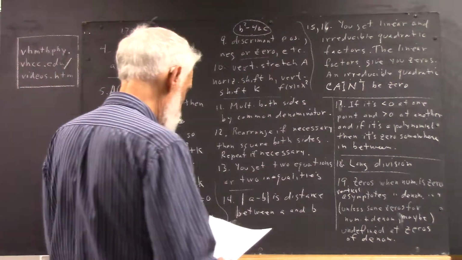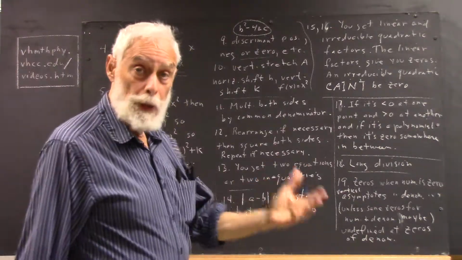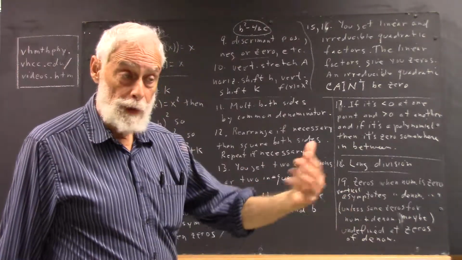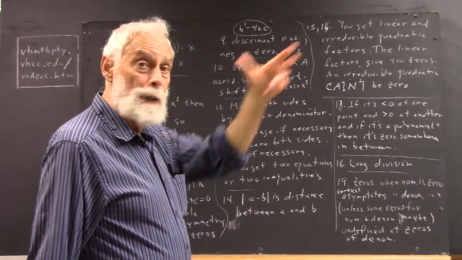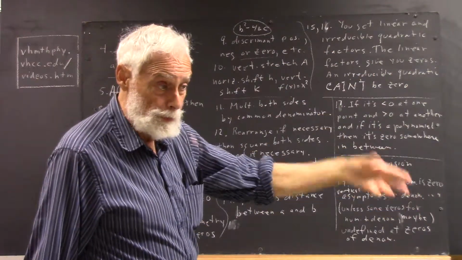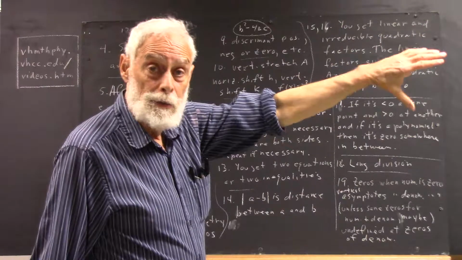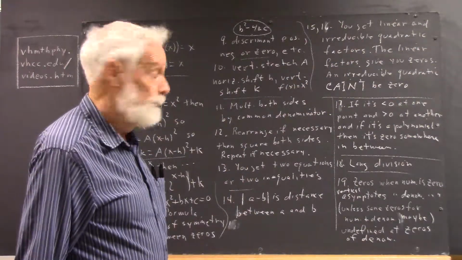Okay, let's see, number 11 says solve a given rational equation. How do you solve a given rational equation? Well, first you got to know what a rational equation looks like. It's going to be a polynomial divided by a polynomial plus a polynomial divided by a polynomial, maybe equals another polynomial divided by another. It involves polynomials divided by polynomials.